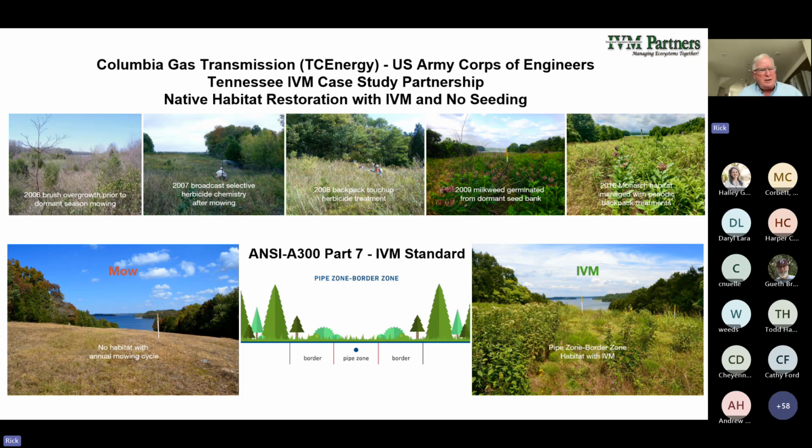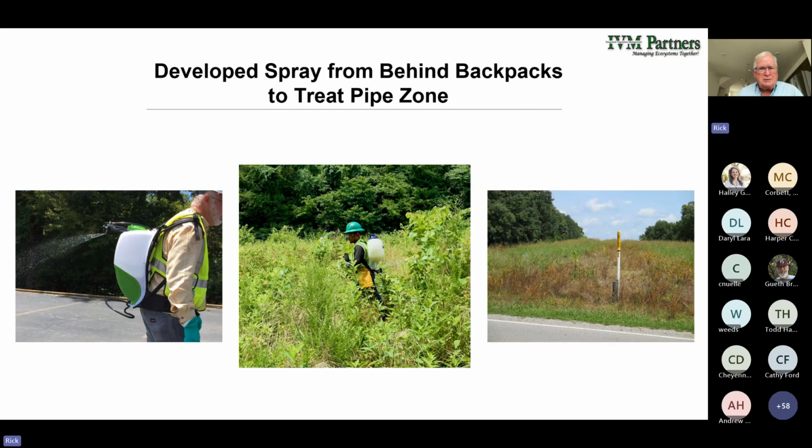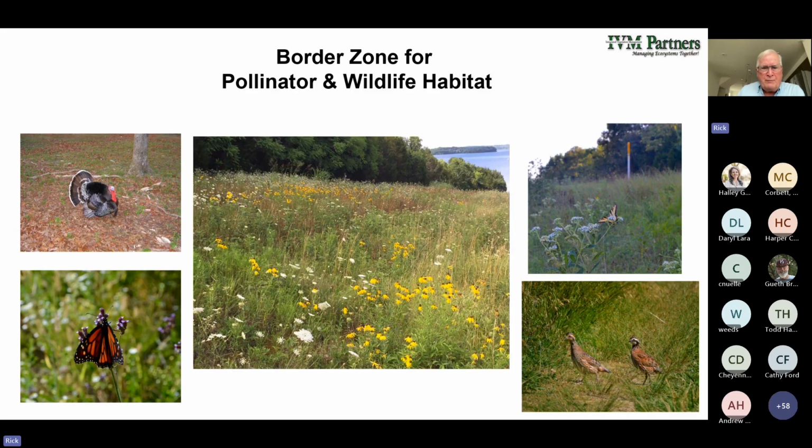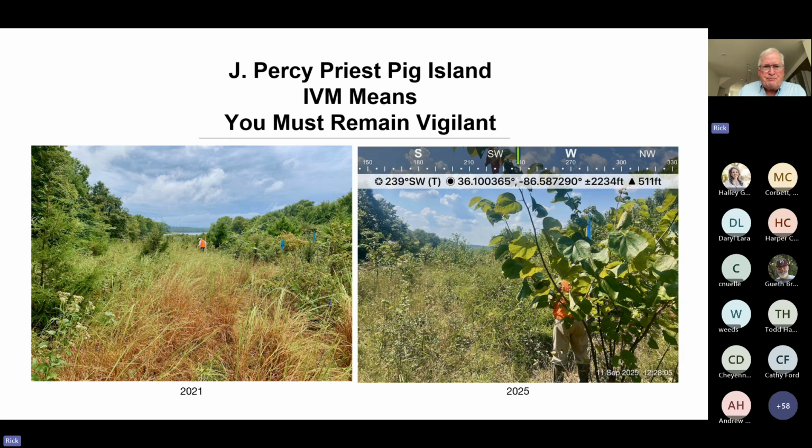This same right of way is where we developed the pipe zone, border zone for gas and oil pipelines. And that's now part of the ANSI standard. I had asked Lee, develop a backpack that'll spray from behind so the worker could just walk along where the pylon is that marks where the actual pipe is, and develop grass in that zone. And then we do selective treatments in the border zone to have the pollinator and wildlife habitat.